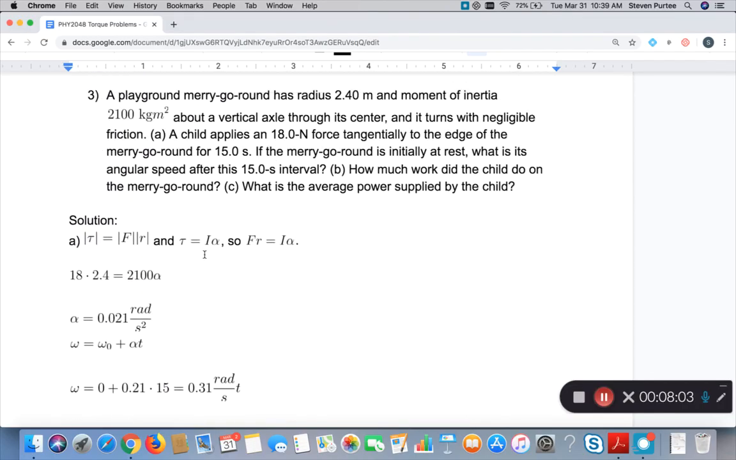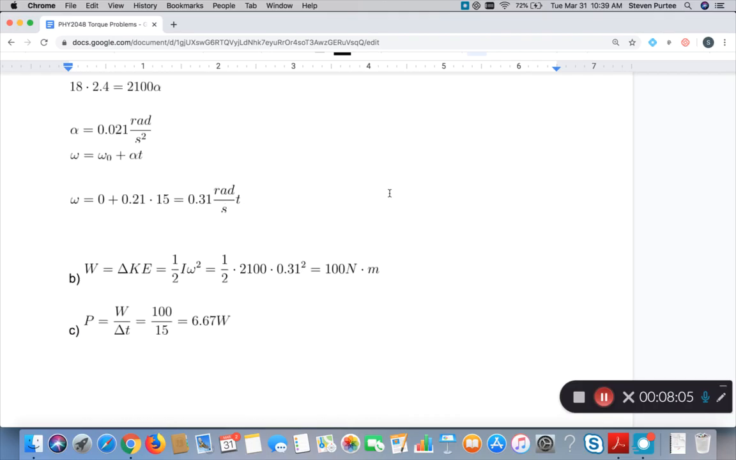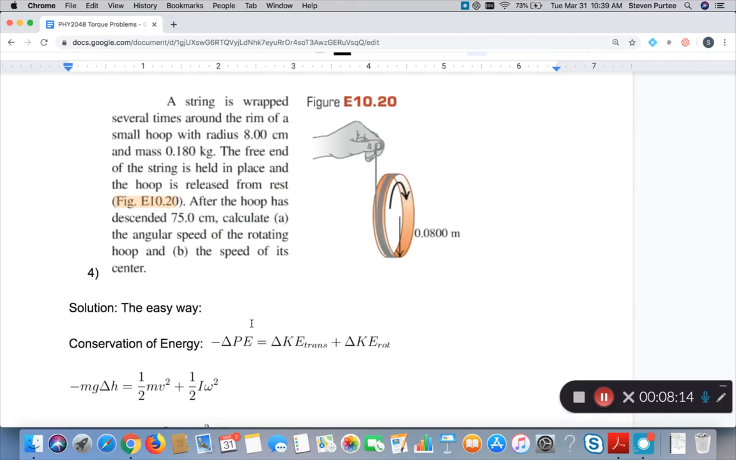Okay, and then power, we want to know what's the average power. Power is just work divided by time. This kid's putting off almost 7 watts of power. All right, and then finally, this complicated one. I really, really like this problem.